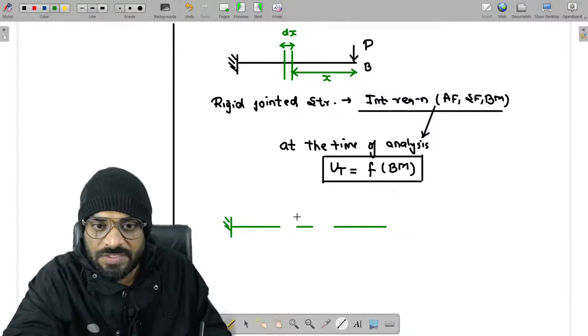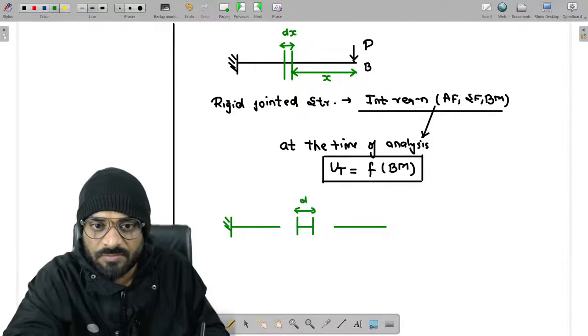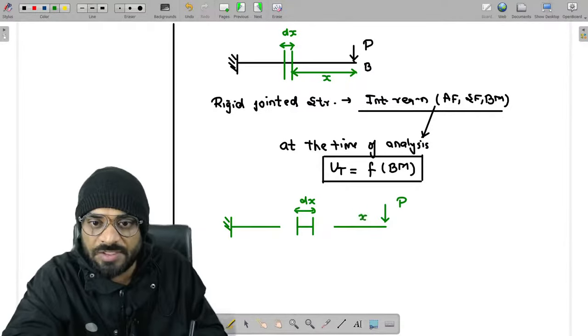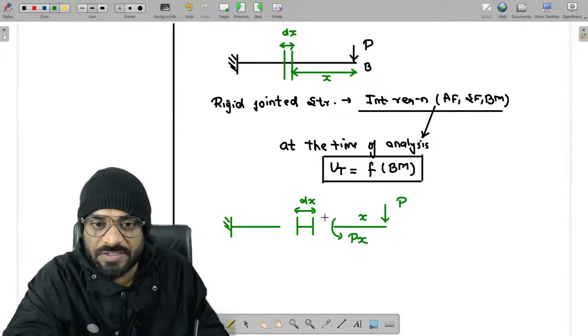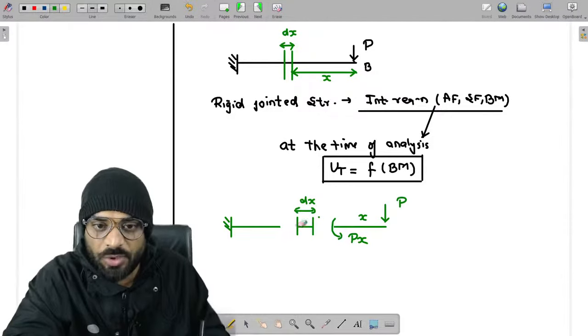Okay, so this is our element, basically, guys, whose length is equal to dx. This is our value P. Then we have a moment which is basically P into X, correct? This is P into X. Now the same moment is to be applicable over here also, which is P into X.